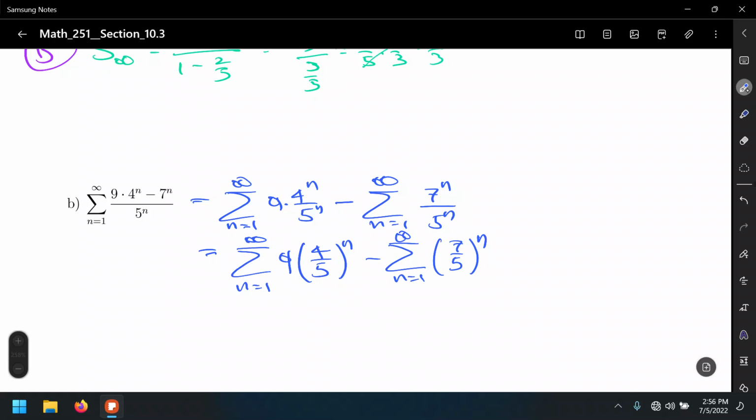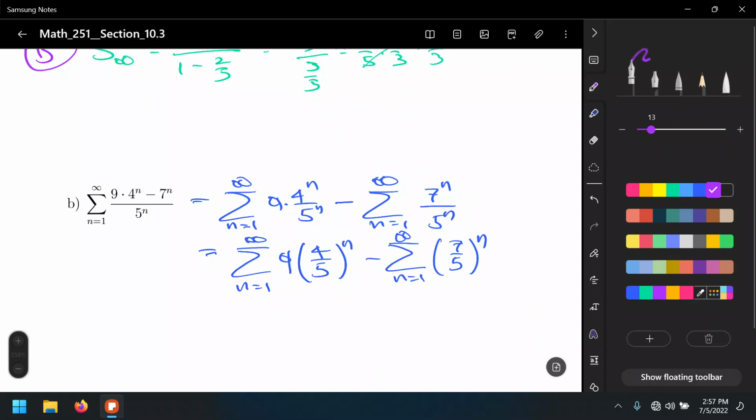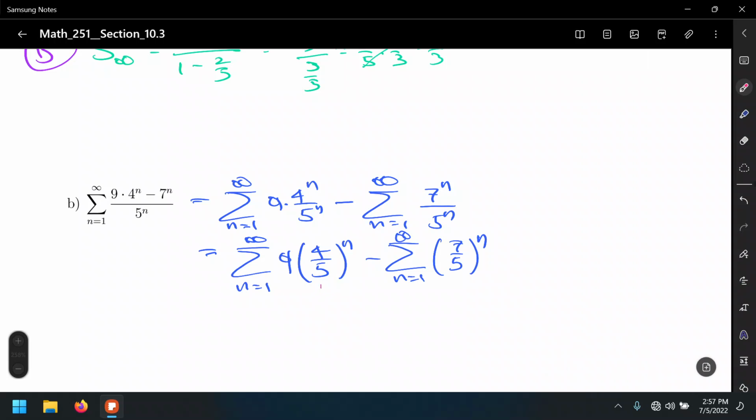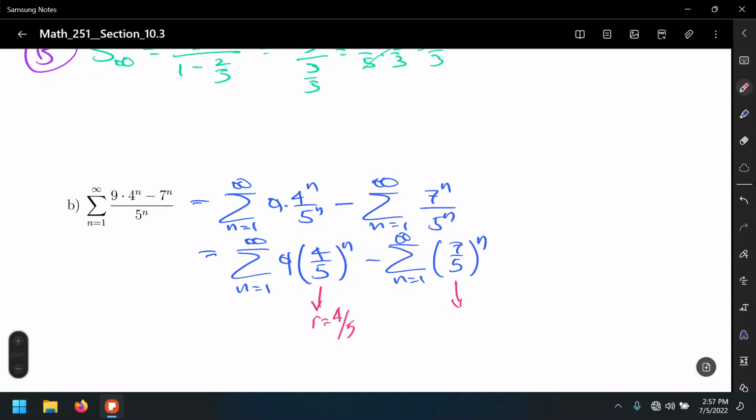So if we look at the individual values of R, in this case, okay, this color, R equals 4/5. That's fine. That's a value less than 1. So that series for sure will converge. All right. However, here R equals 7/5. But 7/5 is a number greater than or equal to 1, isn't it? And for that reason, that second series diverges.